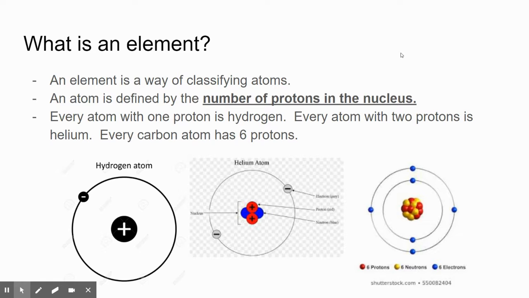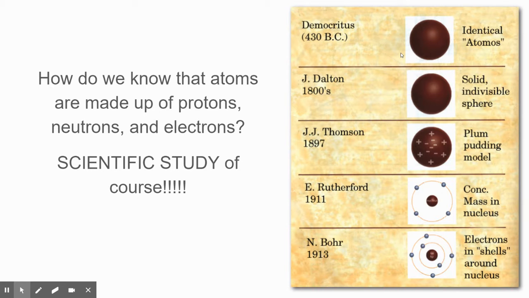Now, where do these things come from, or how do we know that atoms are made up of these things? We had scientific study, and over many, many years, thousands of years, these things were discovered. So we'll talk about Democritus, Dalton, Thomson, Rutherford, Bohr, and also Schrodinger and Heisenberg as well.